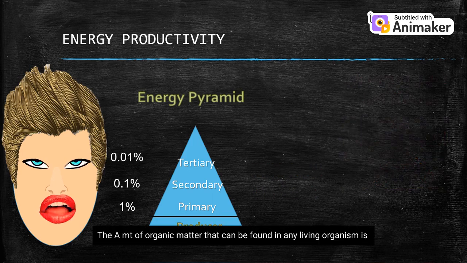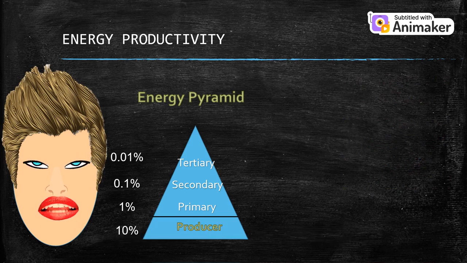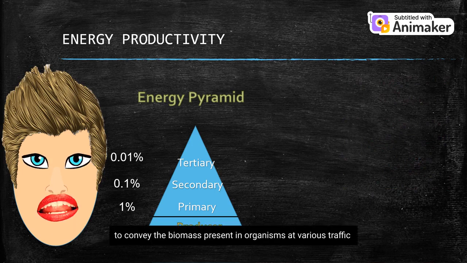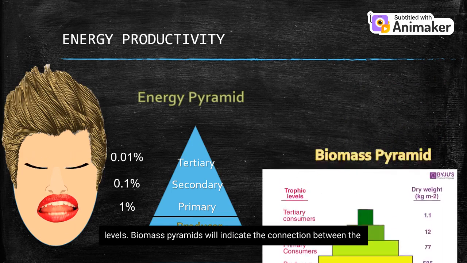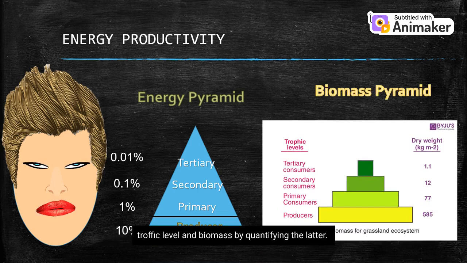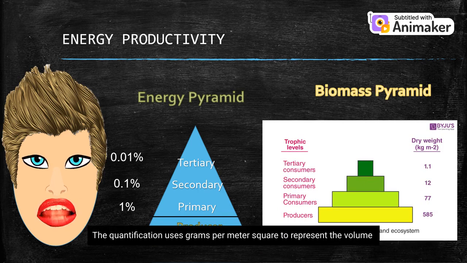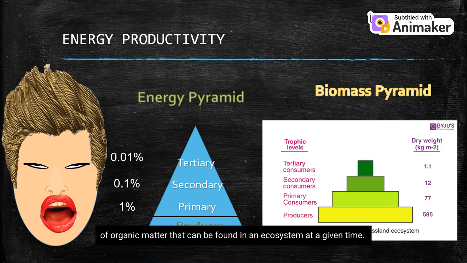The amount of organic matter that can be found in any living organism is called biomass. To convey the biomass present in organisms at various trophic levels, biomass pyramids indicate the connection between the trophic level and biomass by quantifying the latter. The quantification uses grams per meter square to represent the volume of organic matter that can be found in an ecosystem at a given time.